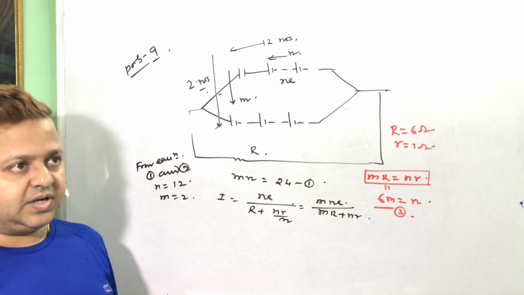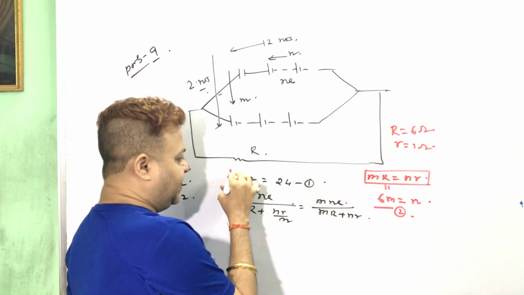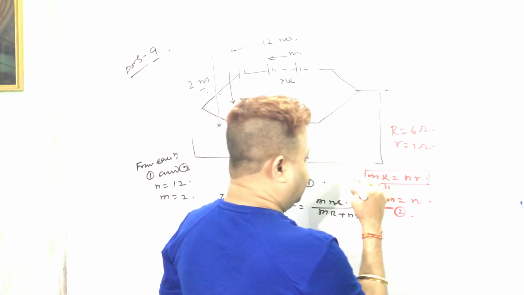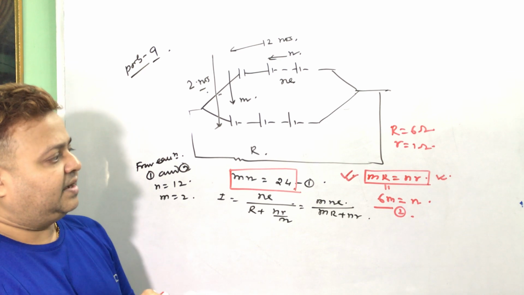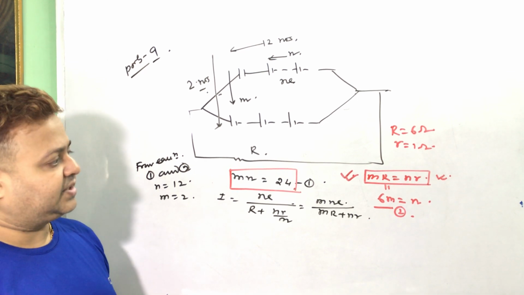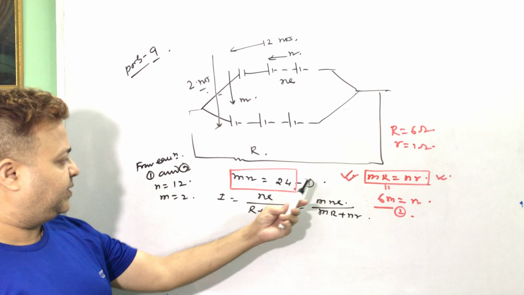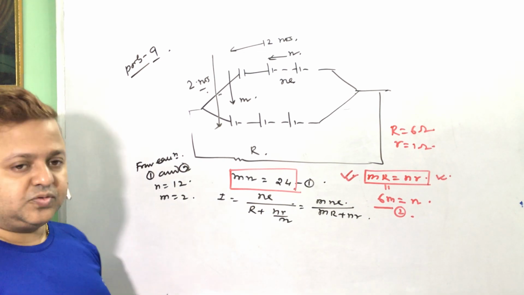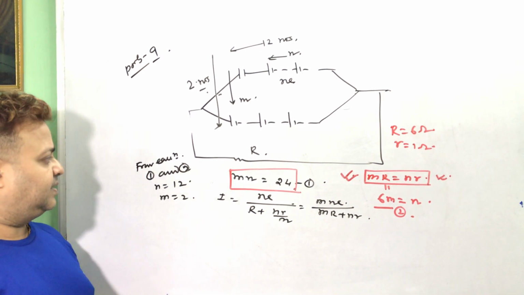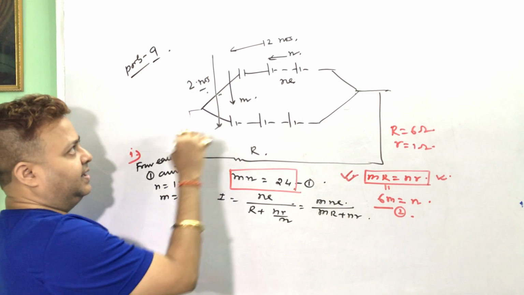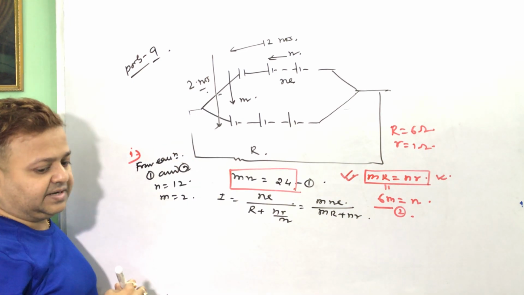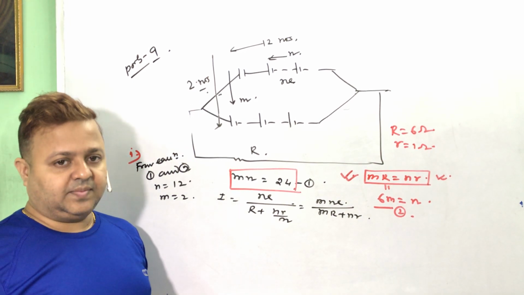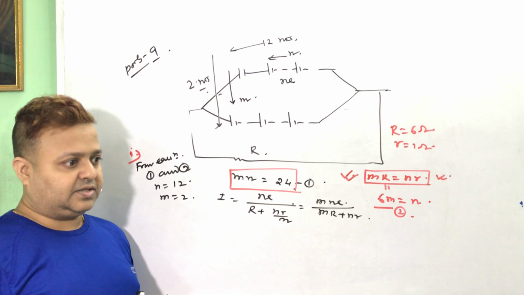Which formulas did we use? One is mn equal to 24, and the other is the condition to supply the maximum current, mR equal to nr. R is the external resistance, which is given as 6 ohm, and small r is the internal resistance, which is given as 1 ohm. By solving equations 1 and 2, n is 12 and m is 2. This is the final answer: 12 number of cells are connected in series and 2 such groups are connected in parallel.